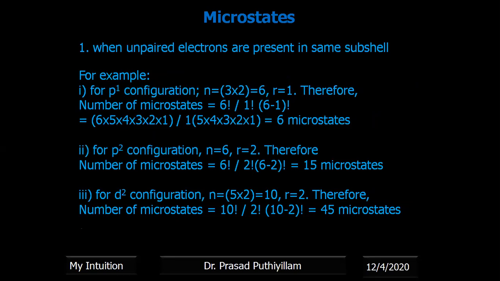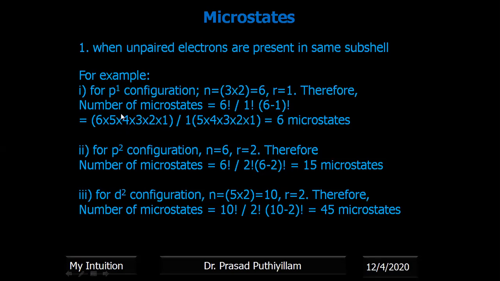Take the example of the P1 configuration, that is, one electron in the P subshell. n is equal to 3 into 2, because P has 3 orbitals and n is twice that value. Therefore 3 into 2 becomes 6. And only one electron is there, therefore r is equal to 1. Therefore, the number of microstates is 6 factorial divided by 1 factorial multiplied by 6 minus 1 factorial.